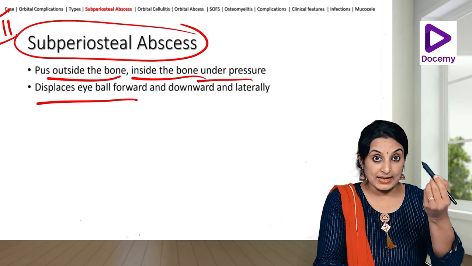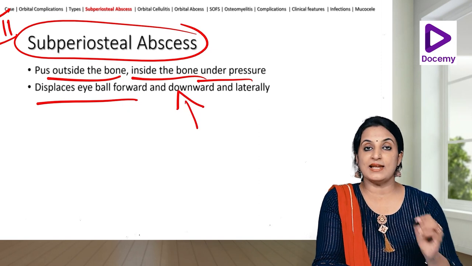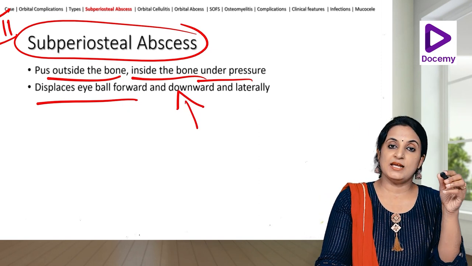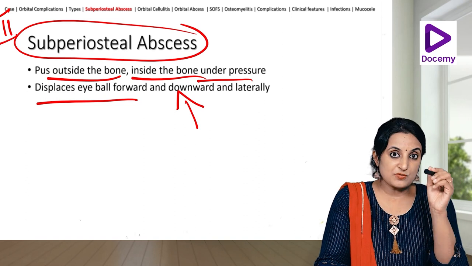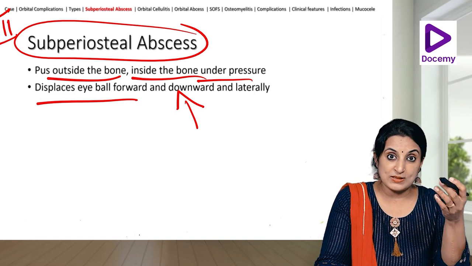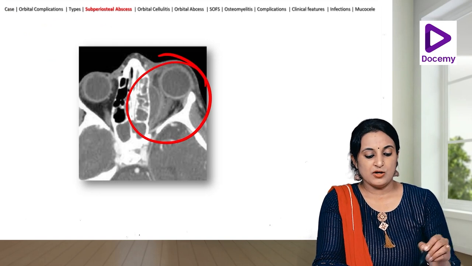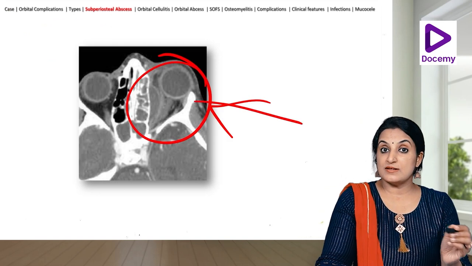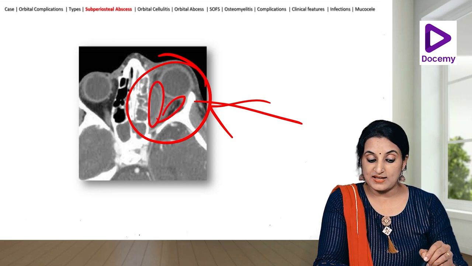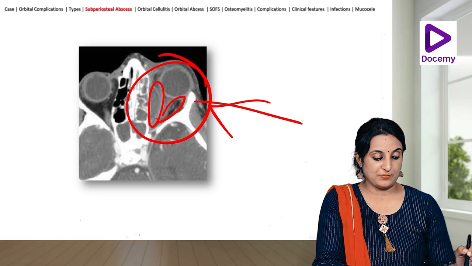It displaces the eyeball forwards, downwards, and laterally. That is what you should remember. In the case of subperiosteal abscess, the displacement of the eyeball is forwards, downwards, and laterally, as in this case. This is a CT scan showing how the orbit has been displaced in the case of subperiosteal abscess.